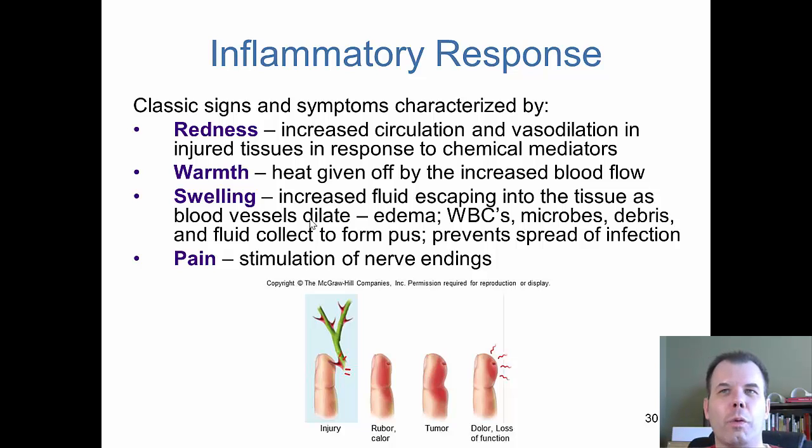You get redness, warmth, swelling, and pain. The reason for this, the redness is due to the vasodilation. So this is where the blood, again, more blood to the injury. The blood then leaks out. Okay, so that's where you get the redness.